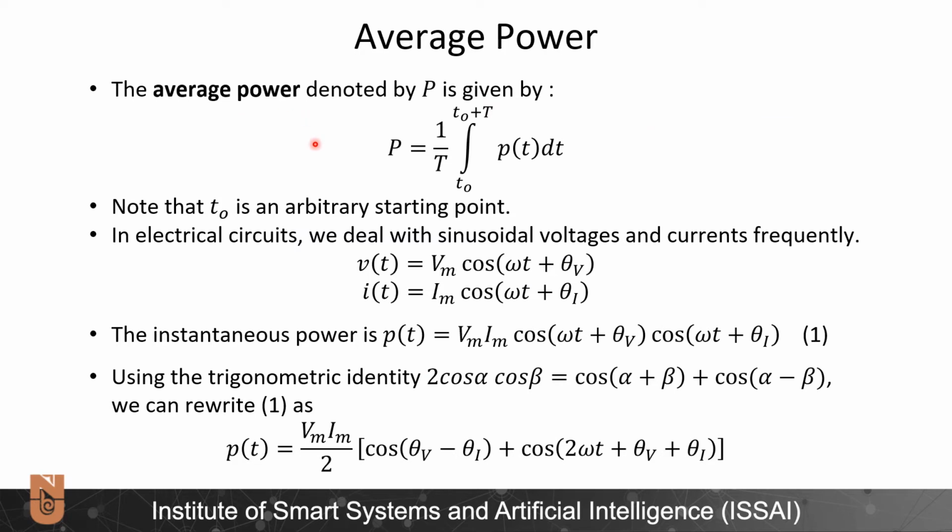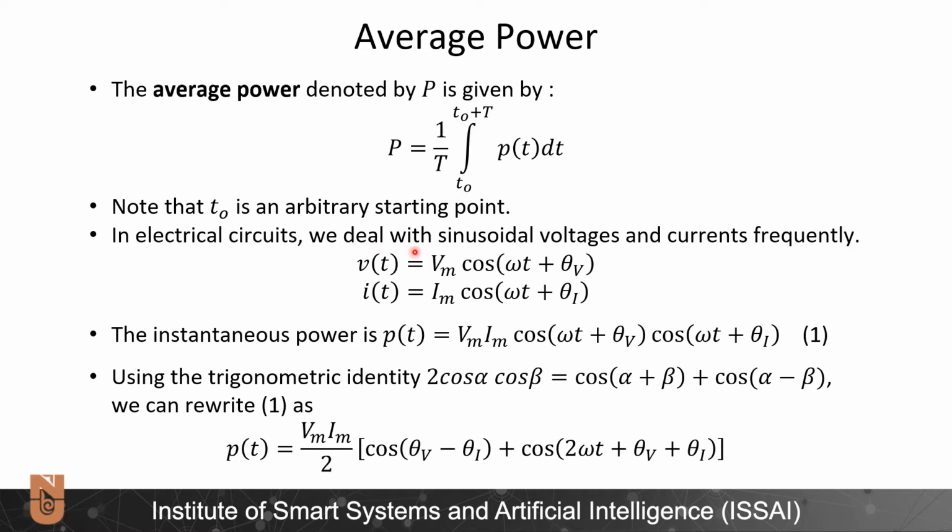The average power P is given by P is equal to 1 over T, the period, times an integral of p(t) dt from an arbitrary point t0 till t0 plus 1 period.